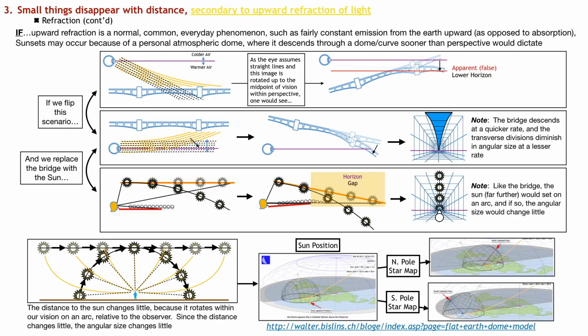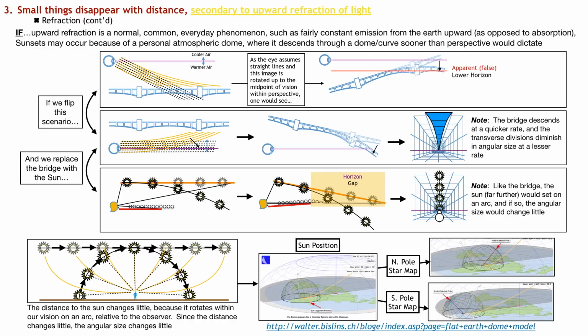So if we take our bridge example and we just flip it and invert it to what would be happening if we were lower down. In the bridge example, we're higher up observing this bend. Now we're going to be observing something above us, but also subject to upward refraction. We would get something within perspective that looks something like that blue funnel shape going down. The bridge would descend at a quicker rate within perspective, and those transversal lines would diminish in angular size, but they would do so at a lesser rate than perspective would dictate.